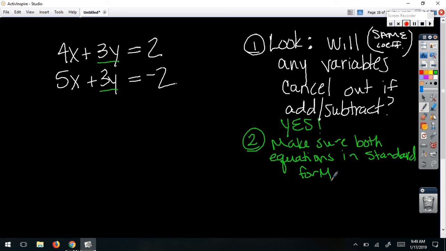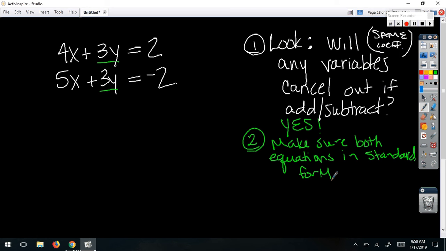It's the x and the y together on the same side, okay? These are both set up nicely for us in standard form already. Do we all agree? Did you see the difference? Remember, we've got slope-intercept, standard form, and point-slope. This is standard, okay?